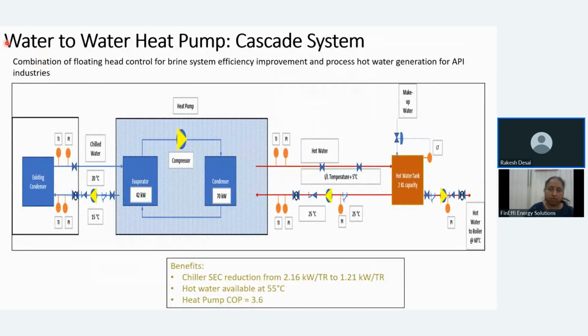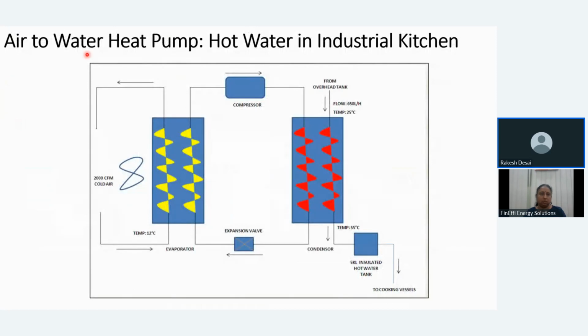Another example of water heat pump was about a cascade system, wherein instead of 70 degree hot water, we can get 55 to 60 degree hot water, which can be used for any process application or for preheating the boiler feed water. In water to water heat pump, first we showed the example of an industrial kitchen wherein hot water at 55 degree centigrade was generated.